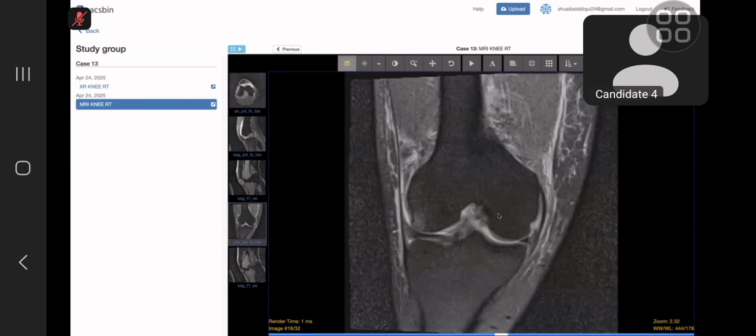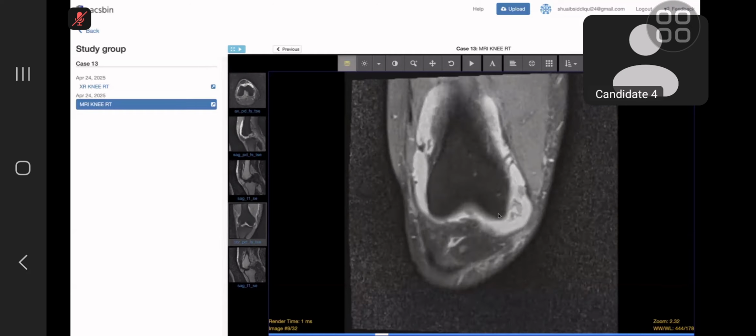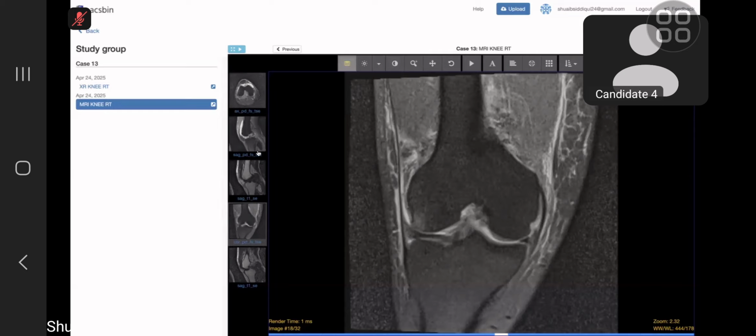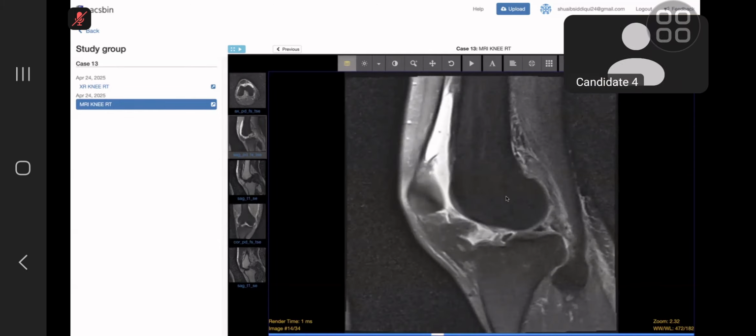I would like to see. There's a doubt of a double PCL sign. I would like to see that also. If there is a double PCL sign, there is a bucket handle. Okay, on the side. So show me where you are seeing a double PCL?